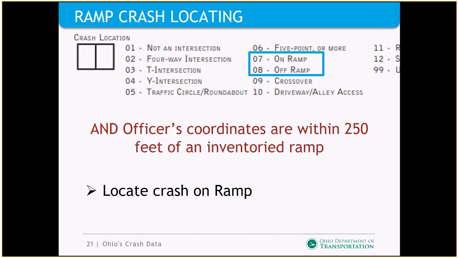So to go into each one of these, there's ramp crash logging, and we look if the officer said the crash occurred on a ramp or on an off-ramp, and the officer's coordinates are within 250 feet of that inventoried ramp, we will allow that lat long to snap.